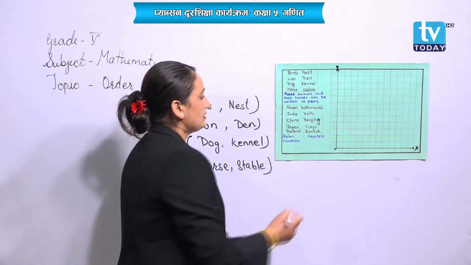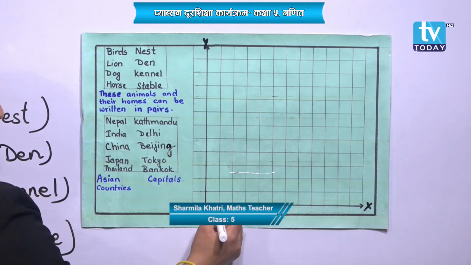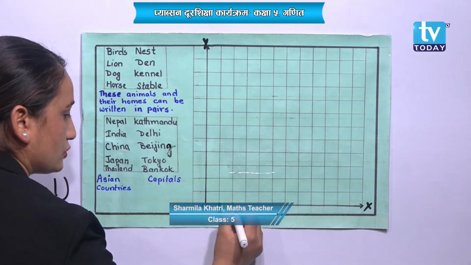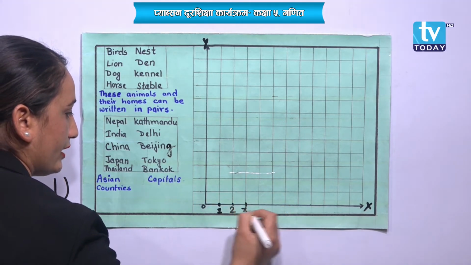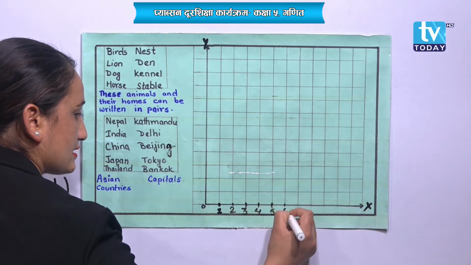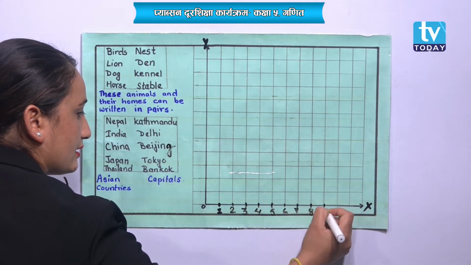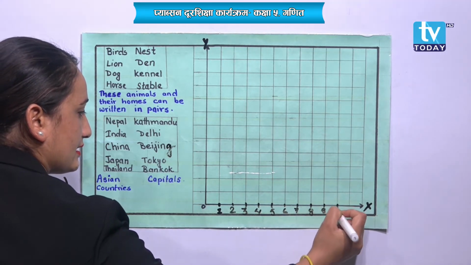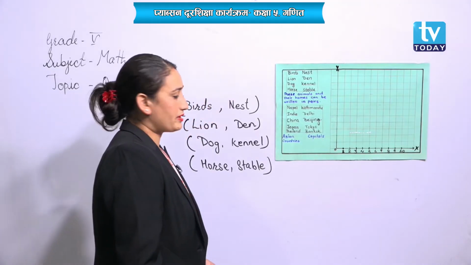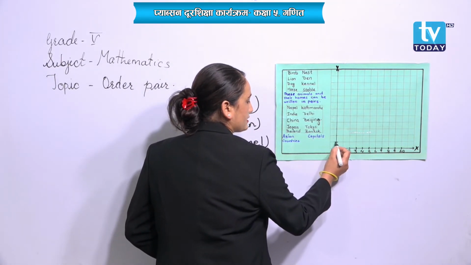Have you seen? This first one unit belongs to 1. This one is 2, 3, 4, 5, 6, 7, 8, 9, 10. I have marked up to here with 10 numbers, right? Let's do the same over here also. Okay, have you noticed this one?